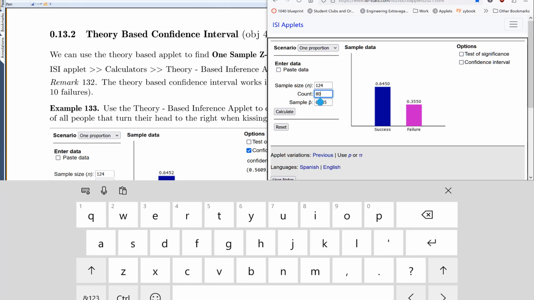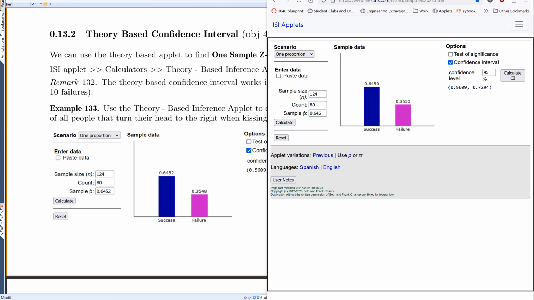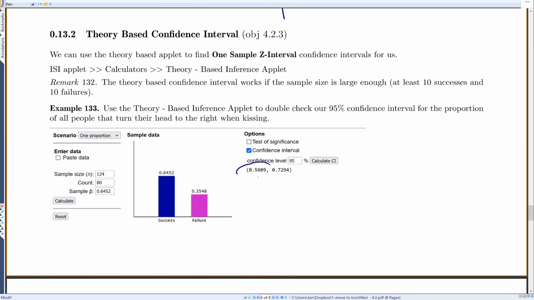Okay. And you can see there were like 64.5% of people that tilted their heads to the right, and 35% that tilted their heads to the left. You can see what was in the sample. You can click confidence interval, and it will automatically do a 95% confidence interval for you, so 0.5609 to 0.7294. So this is my 95% confidence interval. Super easy, super fast to put in our theory-based applet. We can use the theory-based applet as long as we have at least 10 successes and 10 failures.